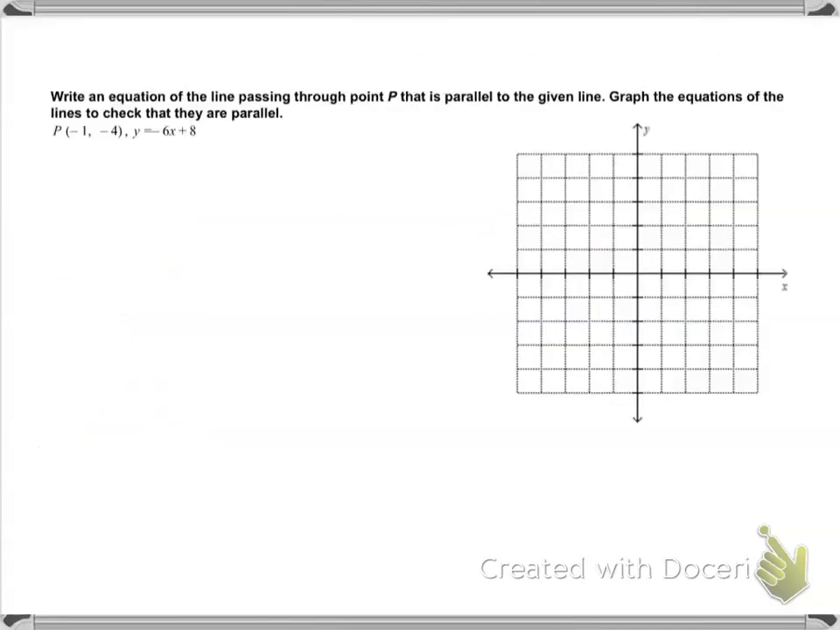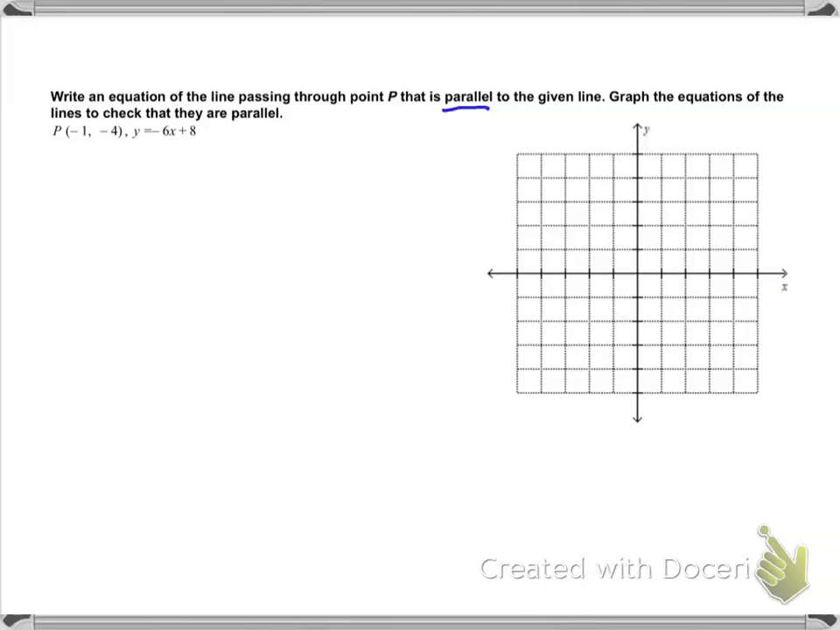Okay, so what we're going to do in this one is we're going to write an equation of the line passing through point P that is parallel to the given line. And then we're going to graph the equations to check that they are actually parallel. So, let's see, we've got a point. Point is negative 1, negative 4, and then it gives us the equation of line y equals negative 6x plus 8. So they gave us a point, but they didn't give us a slope, right? But they did tell us that the line that we want is parallel to this other line. Right? It's not this line, but it's parallel. And that's going to help us with slope.